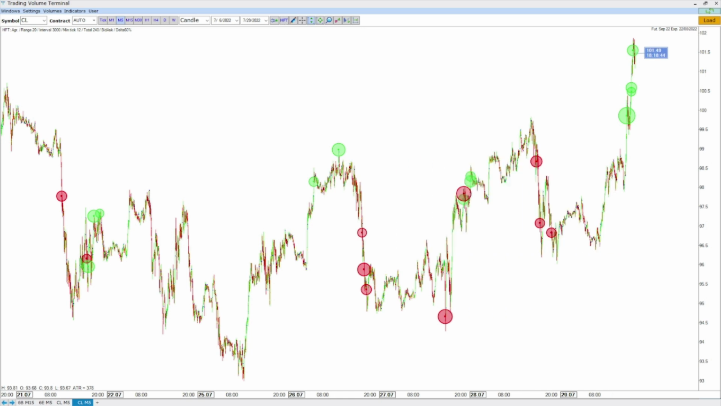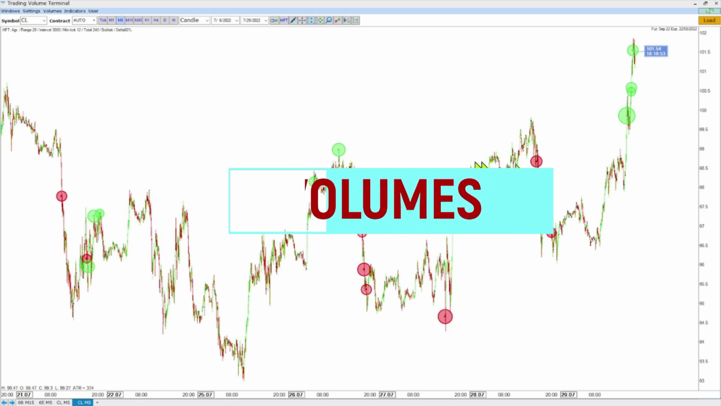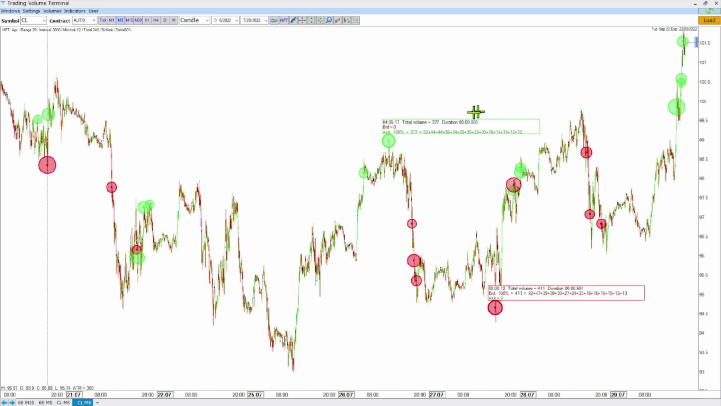In the trading volume terminal it is called HFT volumes, from the words high frequency trading, because these are fast chains which happen at particular moments on the chart, and they can inform you about trend reversal or trend continuation. The duration of these chains can be different. It can be 3 milliseconds or, like here, 900 milliseconds. Most popular are chains up to 3 seconds, but there are also some chains up to 20 seconds in duration.